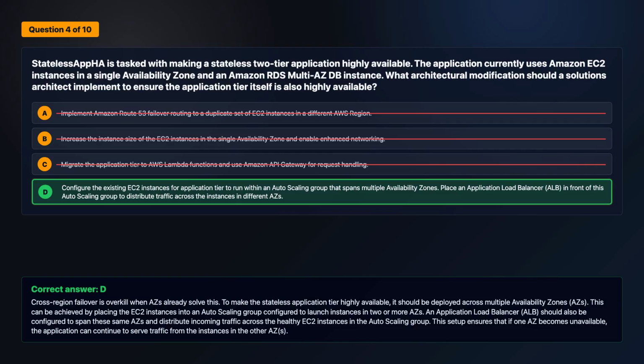The correct answer is option D. Cross-region failover is overkill when multi-AZ has already solved this. To make the stateless application tier highly available, it should be deployed across multiple Availability Zones. This can be achieved by placing the EC2 instances into an Auto Scaling group configured to launch instances in 2 or more AZs. An Application Load Balancer, ALB, should also be configured to span these same AZs and distribute incoming traffic across the healthy EC2 instances in the Auto Scaling group. This setup ensures that if one AZ becomes unavailable, the application can continue to serve traffic from the instances in the other AZs.